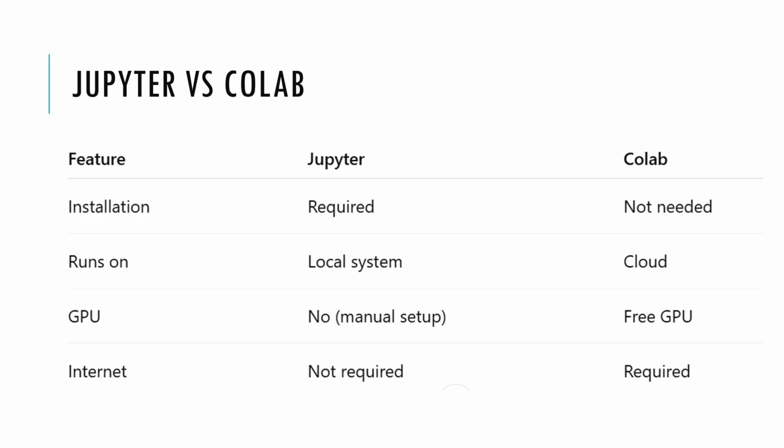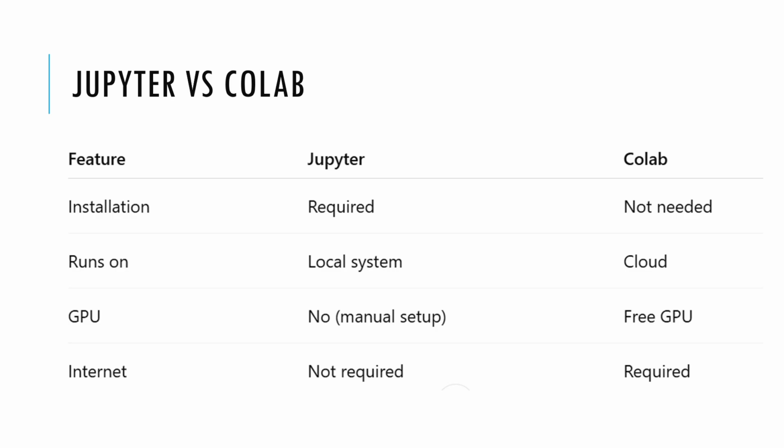In Colab you don't need any installation, you use it directly in the browser. You type Google Colab, sign in with your Google account, and you can use it. Jupyter Notebook runs on the local system, whereas Colab runs on the cloud. All your files are saved in your Google Drive. Jupyter Notebook has a GPU only if your laptop already has one, and in Colab you get a free GPU for a certain time, if a GPU is available.